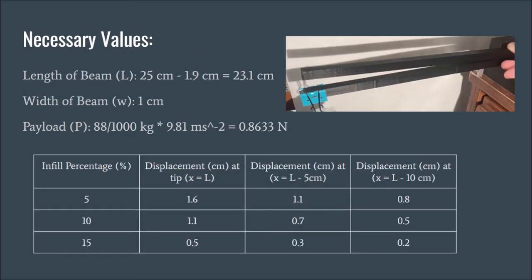So in terms of the values obtained, the length of the beam, or L, is 25 centimeters, but because it's on this block over here, I have to subtract 1.9 centimeters off it, so the length turned out to be 23.1 centimeters.